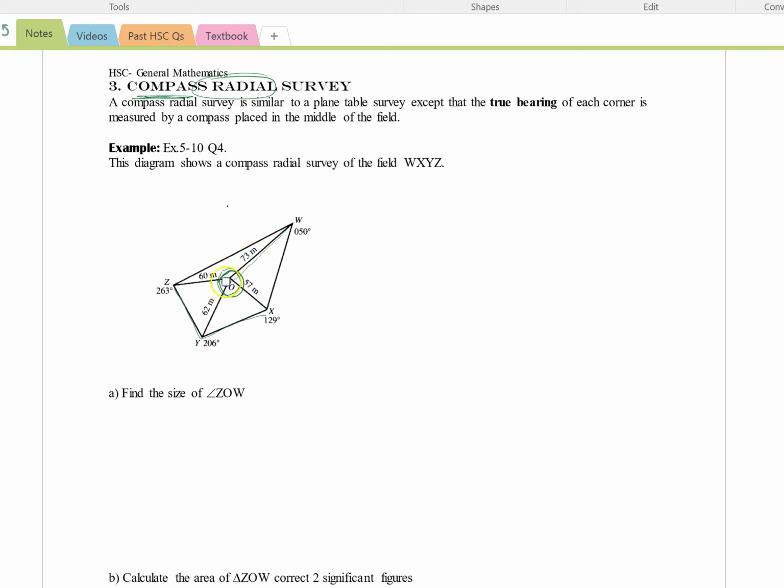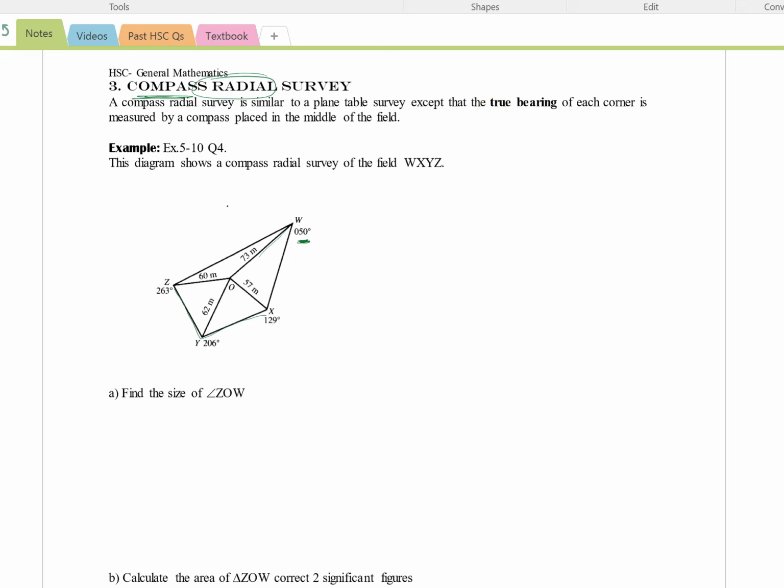in the centre here. However, if you look out at the point representing the corner, you can actually see the reading of an angle. So 0, 50, 129, 206 and 263. Now, as you can possibly guess for yourself, these values of the angles that are given certainly don't represent the angle at the middle. What they actually represent is the true bearing of each corner.